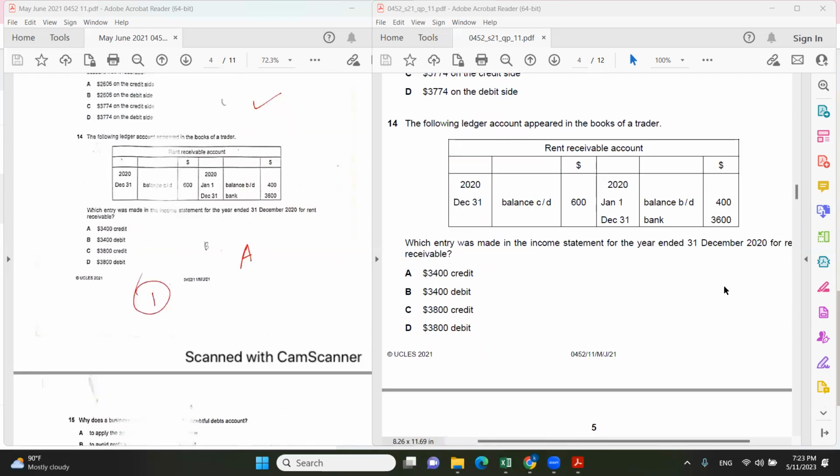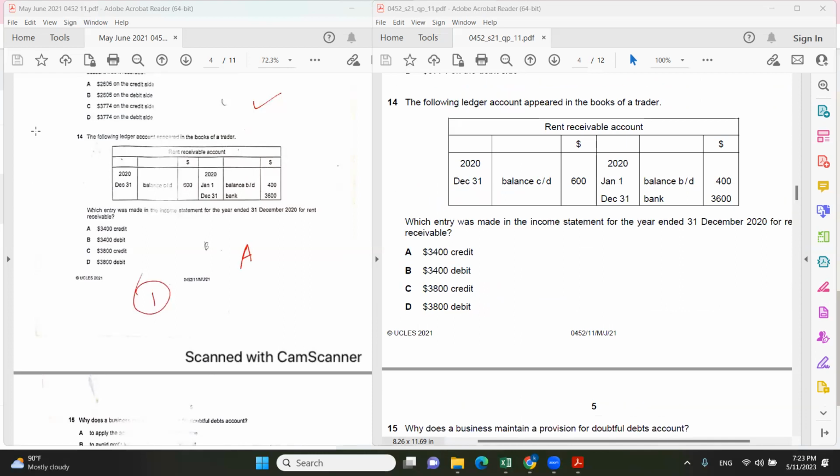Page 14. The following, this one is rent receivable. This is a liability, current liability. This is also current liability. This one we receive because this is an income account.